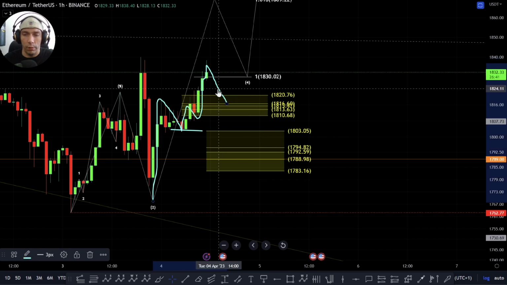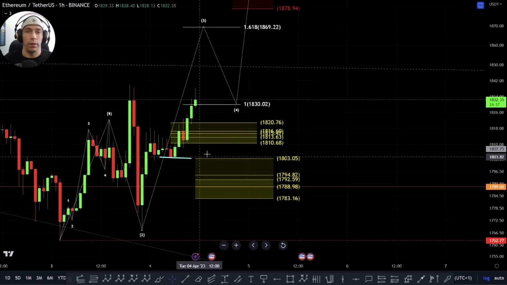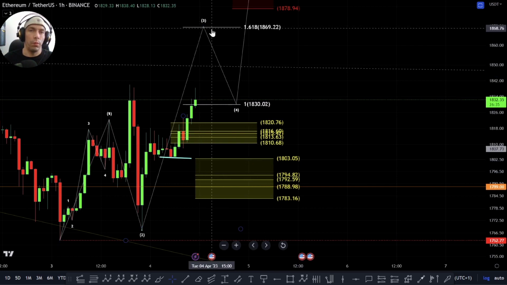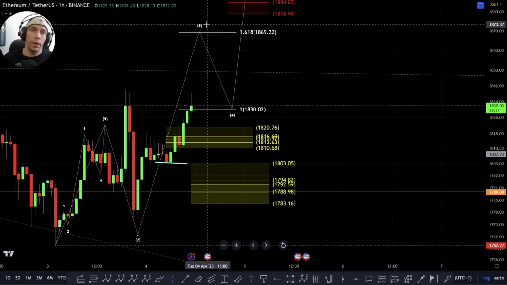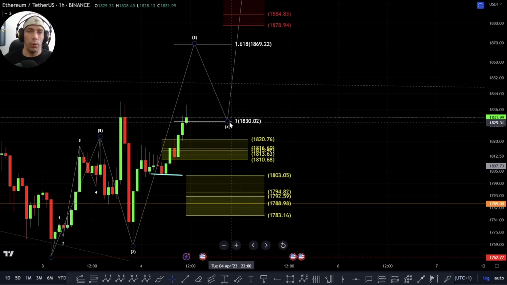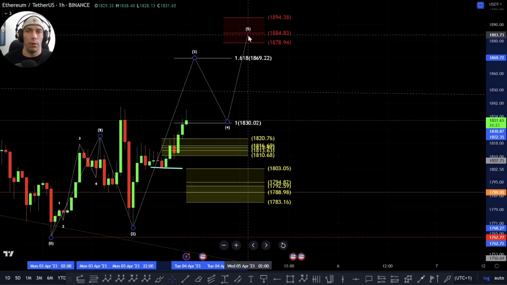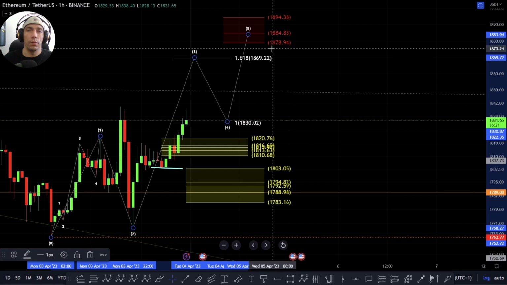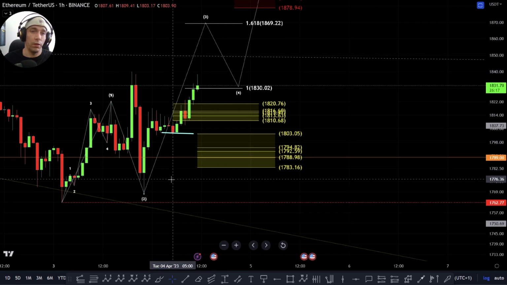So this is what I'll be looking out for. At the moment, we just have a three-wave structure, so we need to be careful of it breaking down. But this would be sort of the zone we're looking for confirmation. This 1869. Want to see a nice clean five-wave structure up into here, and then finding support again for a fourth wave, and then looking to potentially push up towards this zone of this 1894 to this 1878. So that would be the ideal way this plays out.